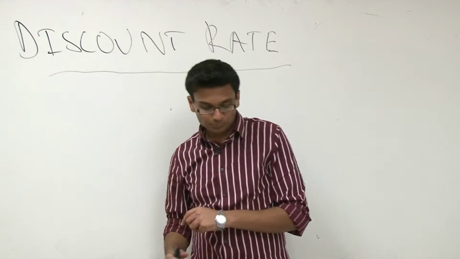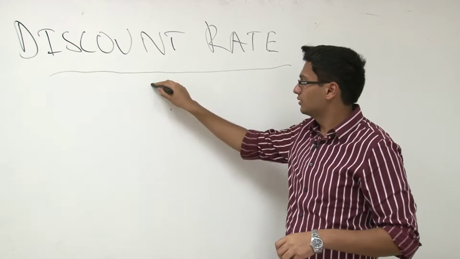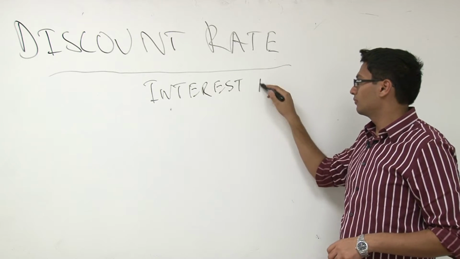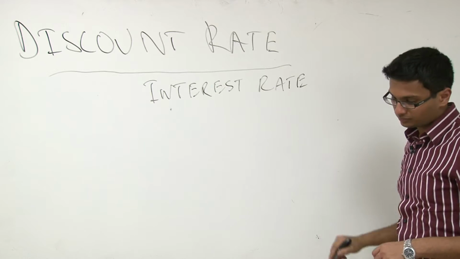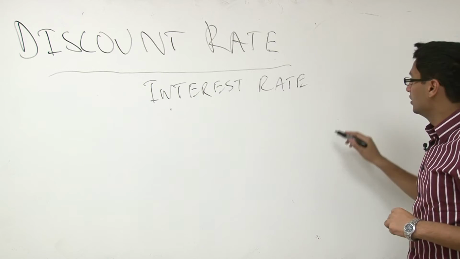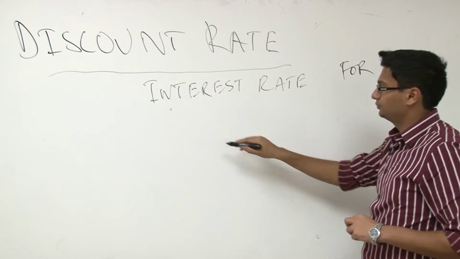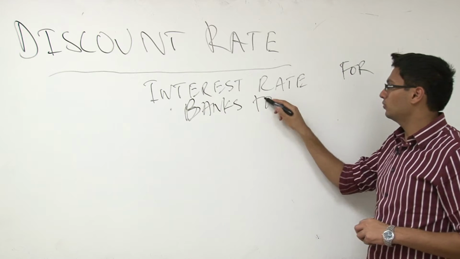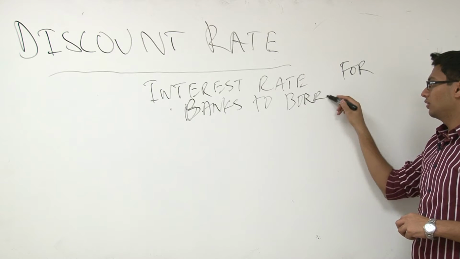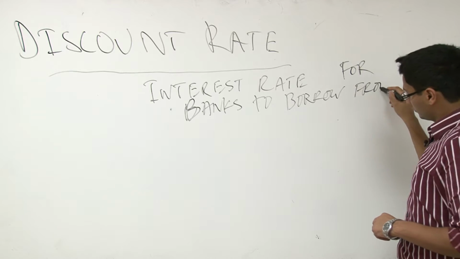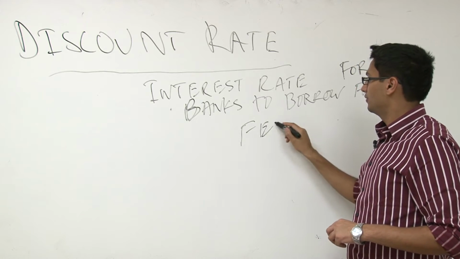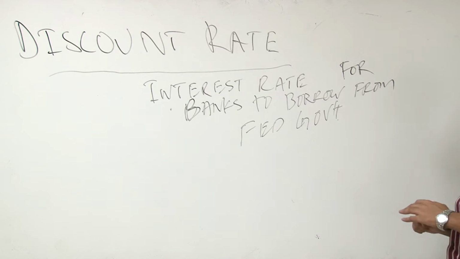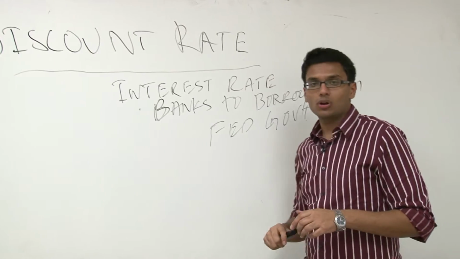The discount rate, okay? This discount rate is the interest rate for banks to borrow from the federal government. So the discount rate is the interest rate the banks borrow from the federal government.